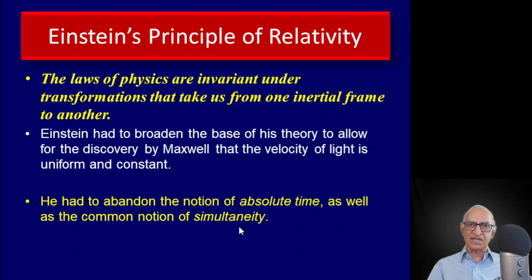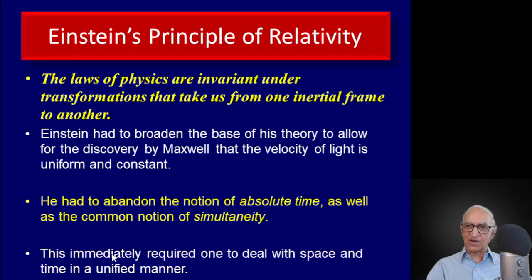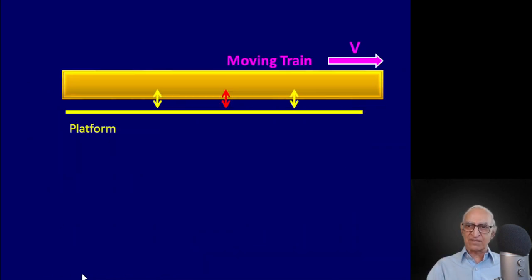Previously, according to Galilean transformation, if two events are simultaneous with respect to one inertial observer, then all inertial observers will agree that those two events are simultaneous. Now, Einstein felt that this simply cannot be true if the principle of relativity as well as Maxwell were both right. This immediately required Einstein to deal with space and time not as disjoint entities, but in a unified manner. Now, this is the thought experiment that Einstein did. I'm sure you are well aware of it, but let's repeat this experiment, because this is all that Einstein needed to say that you have got to abandon the principle of simultaneity of events.